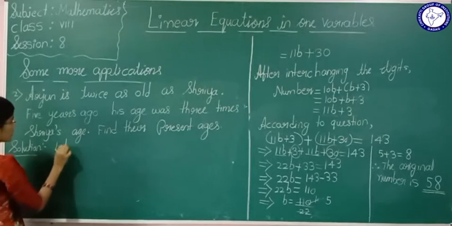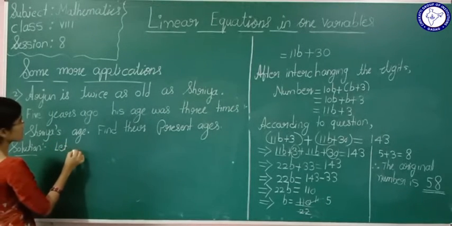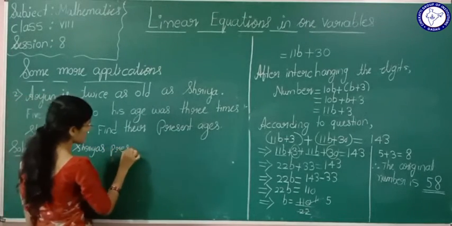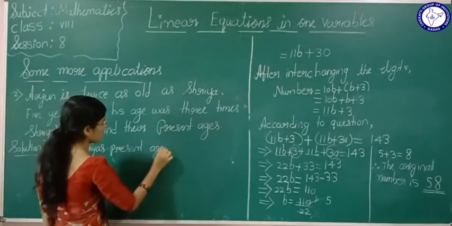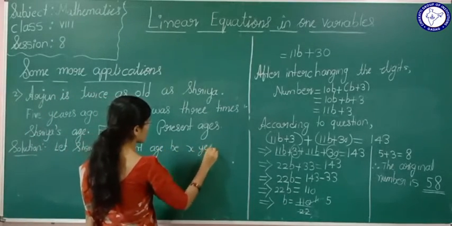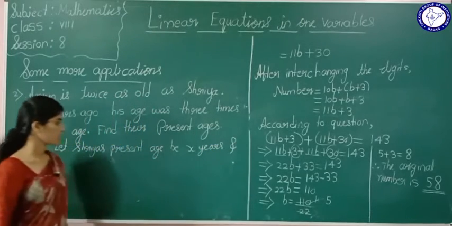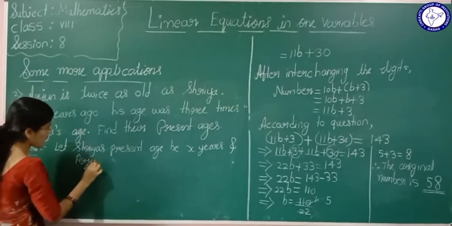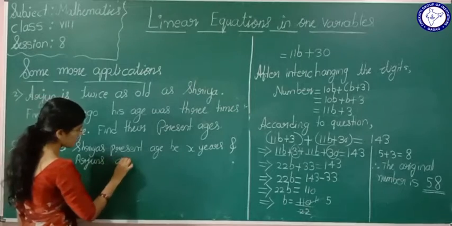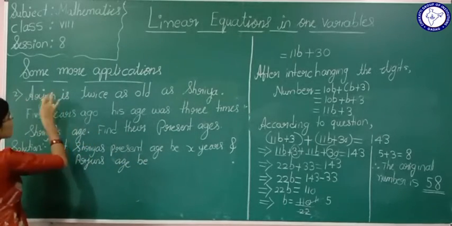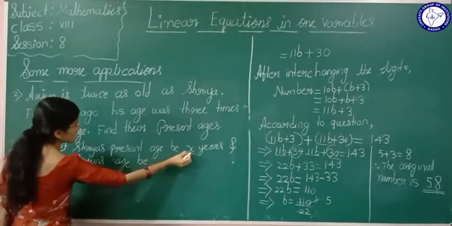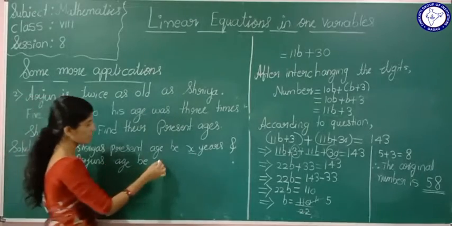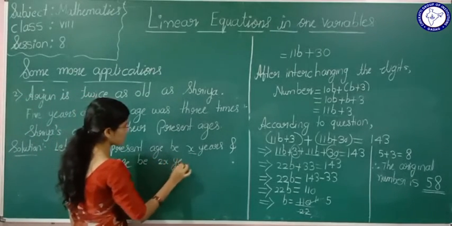Let Shreya's present age be x years. Okay, let Shreya's present age be x years, and Arjun's age be... now see, Arjun is twice as old as Shreya. Shreya's age is x. Arjun is twice as old as Shreya means Arjun's age will be 2x years.